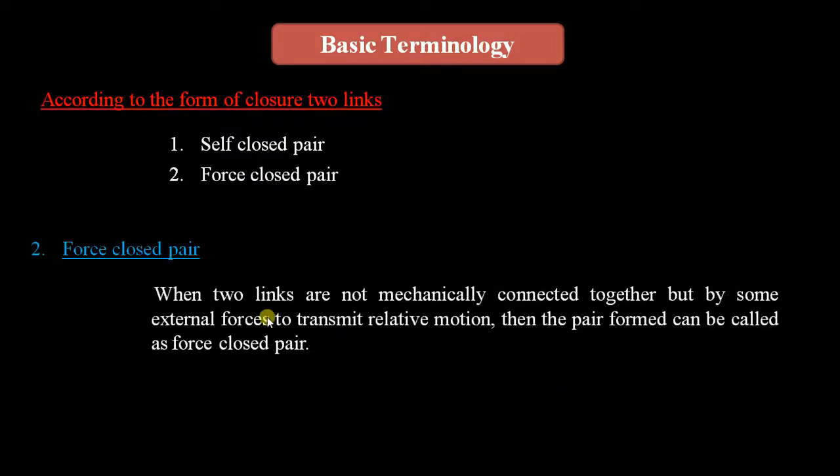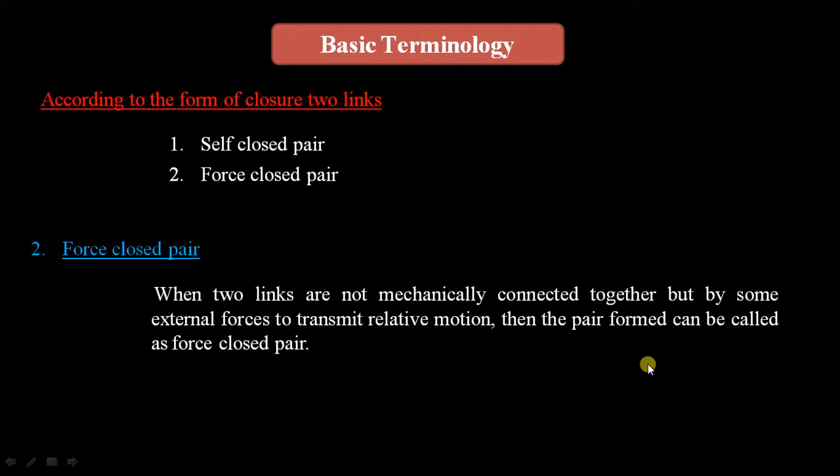Next we go for force closed. What is the definition? When the two links are not mechanically connected together, but are held by some external force to transmit the relative motion, then the pair formed can be called a force closed pair. What do I mean by that? We won't be using any mechanical element to connect the two elements, but a particular force is causing the contact between the two elements or links to transmit the required relative motion. In that case, the pair formed can be called a force closed pair.